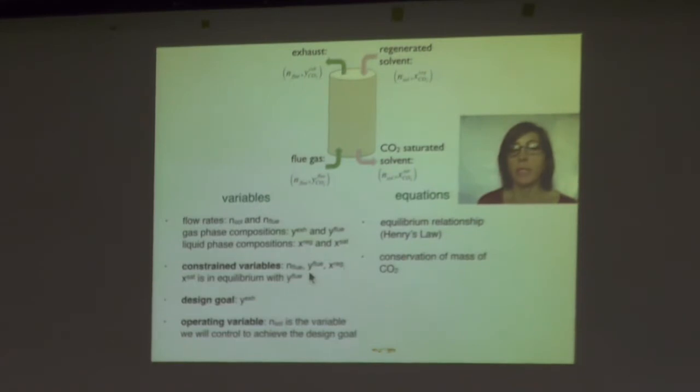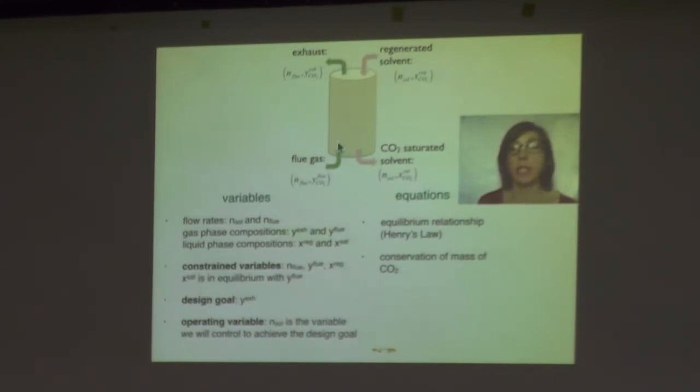Of those variables, some are constrained, this being a downstream unit. The molar flow rate as well as the composition of the flue gas are determined by what's happening back in the combustion unit. Now the regenerated solvent mole fraction is determined by what's happening in the stripper, and ideally that will be a number that's very small, close to 0. The mole fraction in the saturated solvent will tell us about how much CO2 that particular solvent can hold, and ideally that will be in equilibrium with the CO2 in the flue gas.